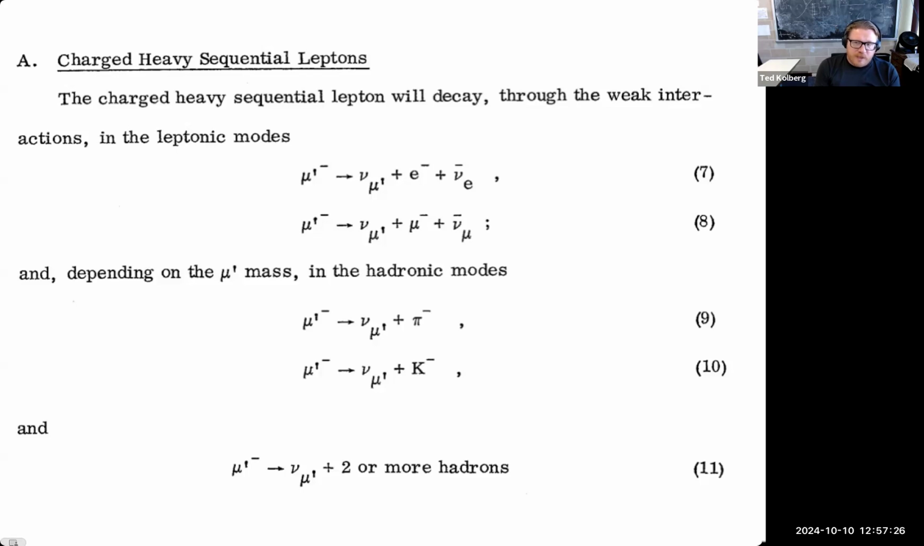But if the new heavy lepton is heavy enough, let's imagine it's a few GeV in mass, there's actually a rich spectroscopy of hadrons between the muon mass and this new heavy sequential lepton mass that would enable it to have decays of the form pictured on line 11 here. You could imagine that mu prime could decay to the sequential lepton neutrino plus 2 or more hadrons. And so that opens up another possibility for how you might search for this thing, not only looking for decays to leptons plus missing energy, but also to hadrons plus missing energy.